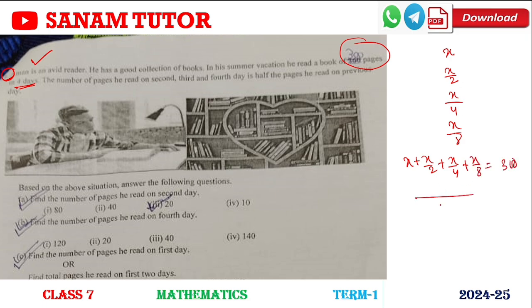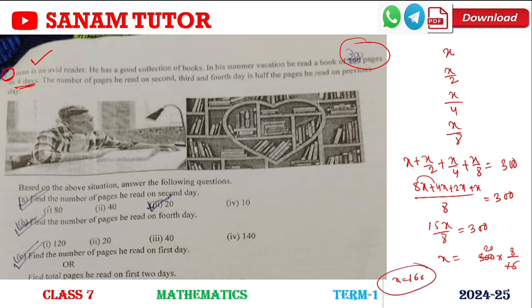So now take LCM as 8. So 8x plus 4x plus 2x plus x equals 300. So 8 plus 4 is 12, plus 3 is 15. So 15x by 8 equals 300. So tell me, x is how much? 300 into 8 by 15. So 15 twos are 30, 8 twos are 16, which means x equals 160.